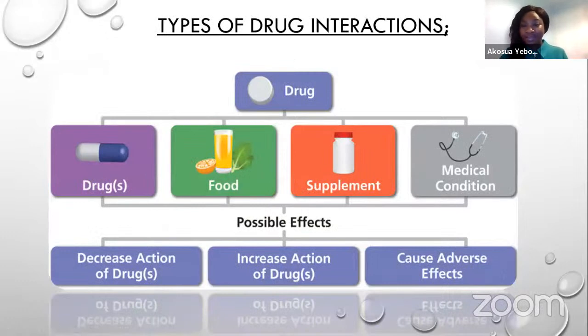Types of drug interactions. An example of a drug interaction is a supplement interaction, for example iron. An antacid is a drug you take when you get heartburn, for example Gaviscon, a drug for heartburn.